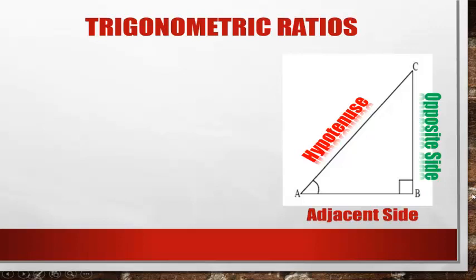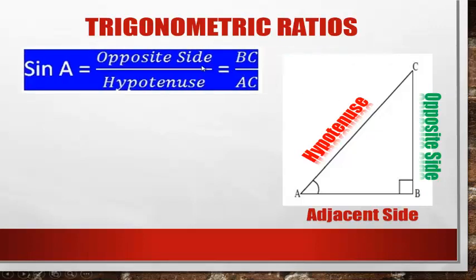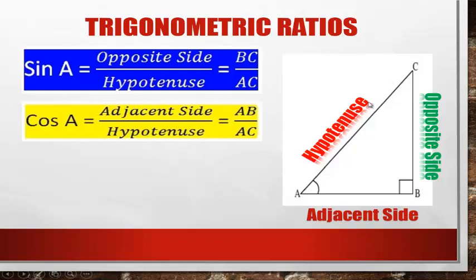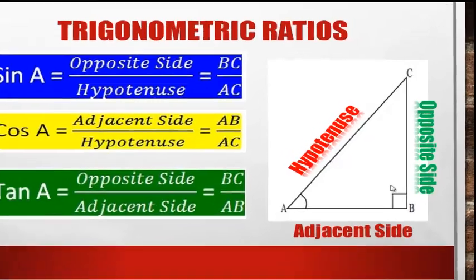The three trigonometric ratios we have already learned are sin A, that is opposite side by hypotenuse, that is BC by AC, and cos A, that is adjacent side by hypotenuse, that is AB by AC, and tan A is opposite side by adjacent side, that is BC by AB. These three ratios play the key role in the whole of trigonometry. So don't learn these three ratios by heart. Try to understand and try to remember.